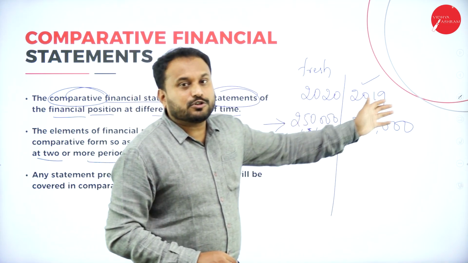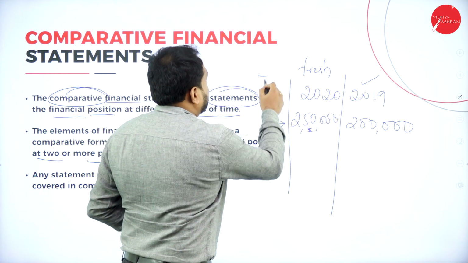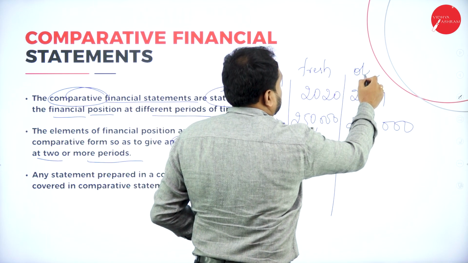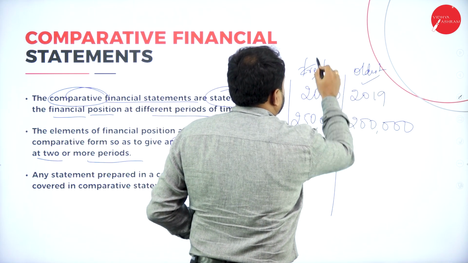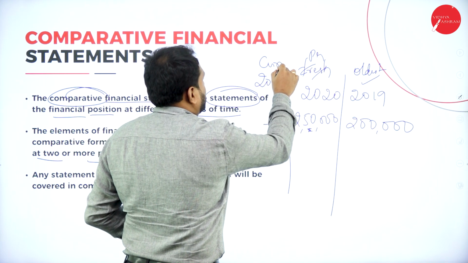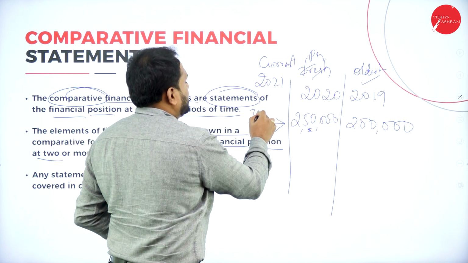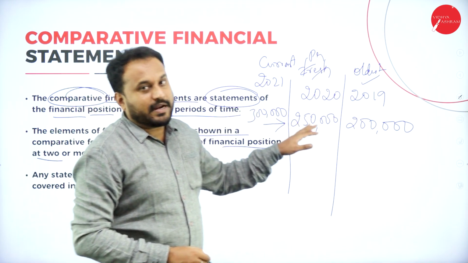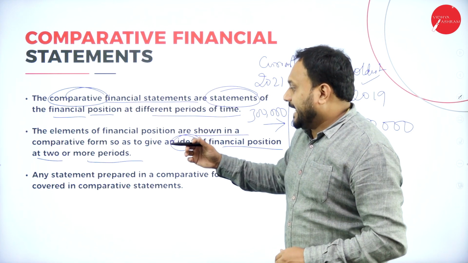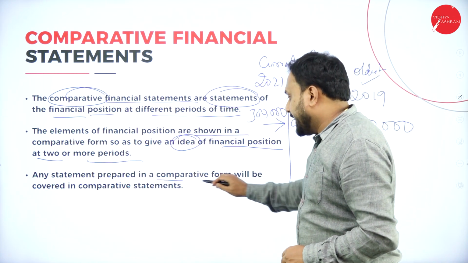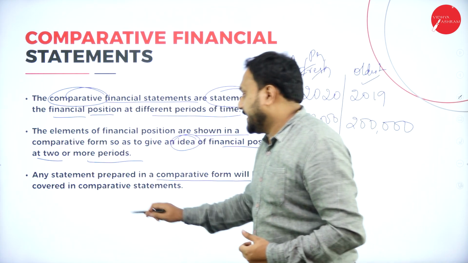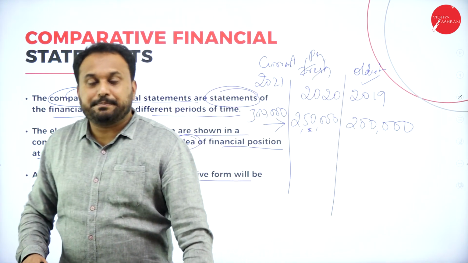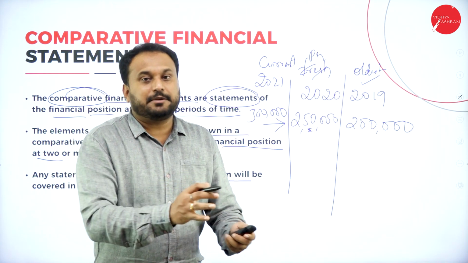Now the same way it goes like this. Here we have 2021. Now again, now what has happened? Now this is the oldest year. Now this is the previous and this is the current. So again, what happens here if it is 3 lakh? What will happen? So these are comparative formats. Next one. Any statement prepared in a comparative form will be covered in comparative statement. So wherever you compare, we call it a comparative statement.